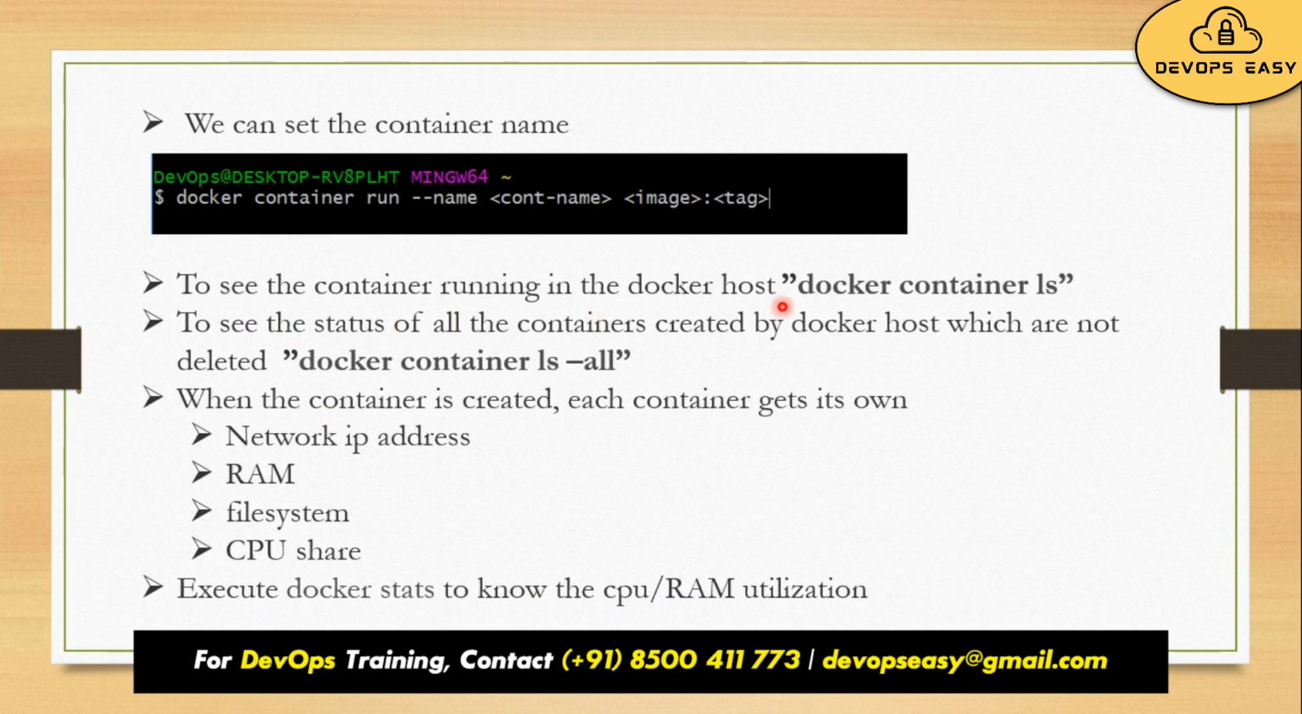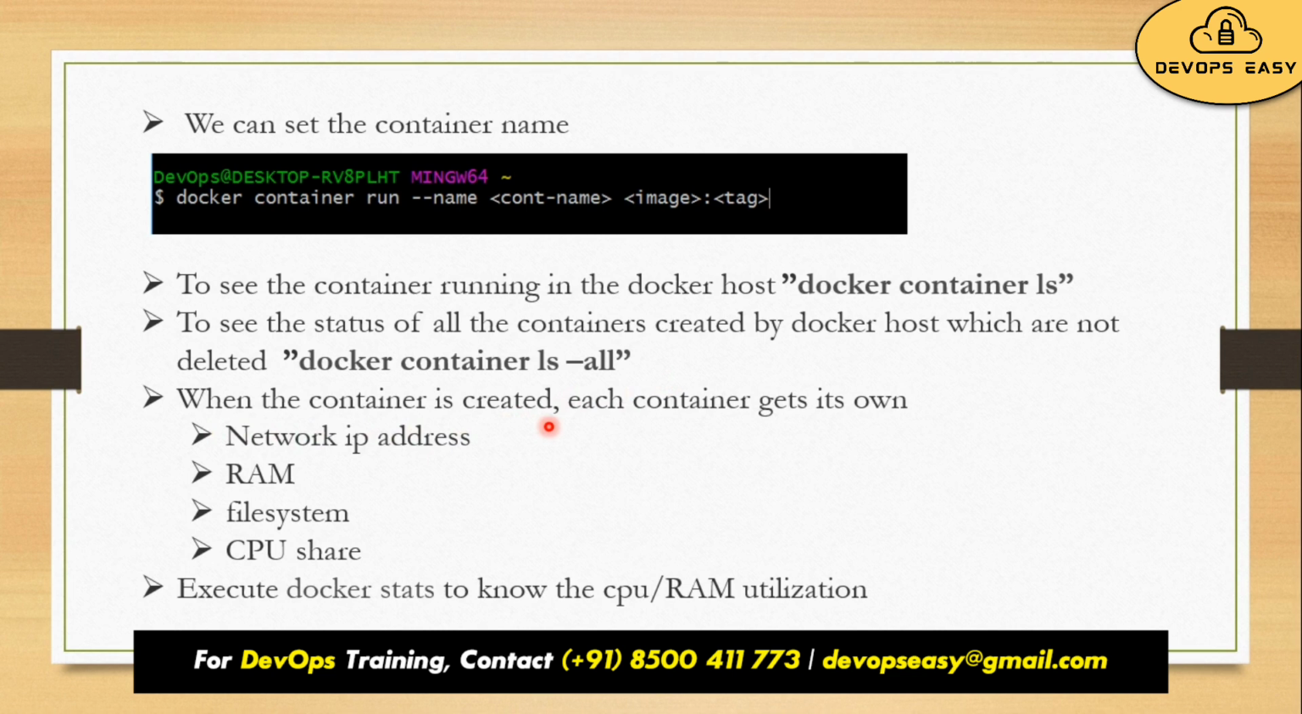To see the list of containers in Docker, the command is docker container ls. To see the list of images, the command is docker image ls. In the same way, to see the list of containers, the command is docker container ls. To see the status of all the containers created by the Docker host which are not deleted, for example a stopped container: if you execute docker container ls, you will only see the running containers. In the interview they will ask, I want to see the stopped containers, what is the command? The command is docker container ls -a or --all. Then it will show all the running containers as well as the stopped containers.